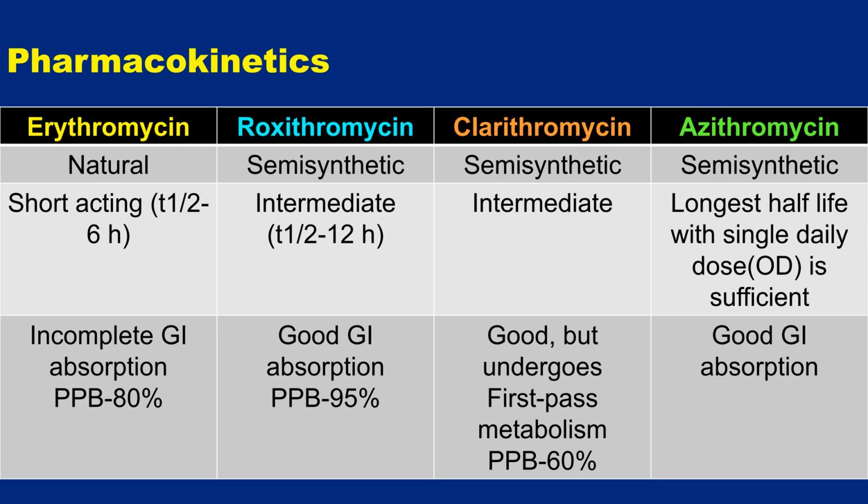Talking about the pharmacokinetic profile, first is absorption. Erythromycin is incompletely absorbed from the GI tract, and has high plasma protein binding, about 80%. Roxithromycin also has good GI absorption, but 95% plasma protein binding. Clarithromycin undergoes high first-pass metabolism, and azithromycin has good GI absorption.